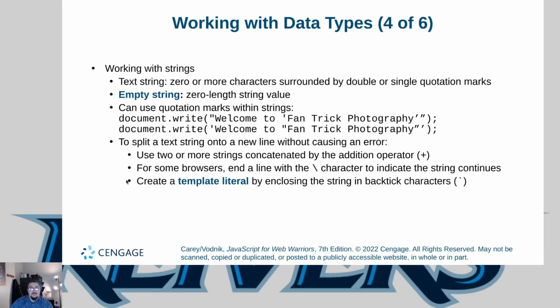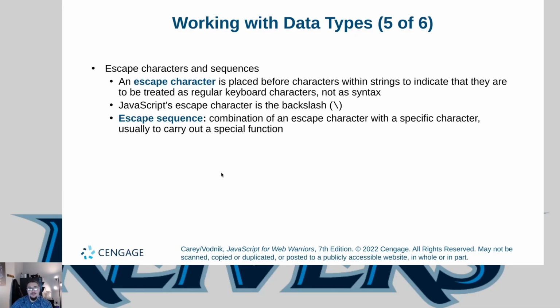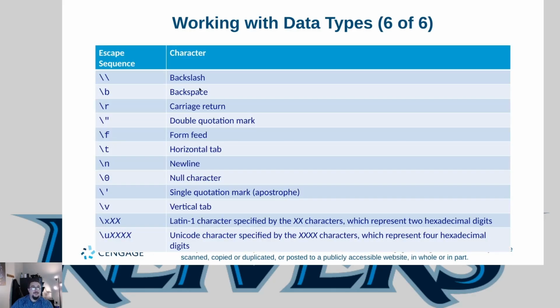Concatenation, you saw that briefly last chapter, using 2 or more strings together. You can also use the template literal, enclosing strings in backtick characters. An escape character is something that is placed to indicate they're treated as a regular keyboard character, but not a syntax. So you would use a slash in whatever that character is to carry for that purpose. An escape sequence is an escape character followed by a specific character for a specific special function. So for example, if you wanted to do the backslash, you would do double slash. A new line, form feed, these are all ways that you would want to add these in.